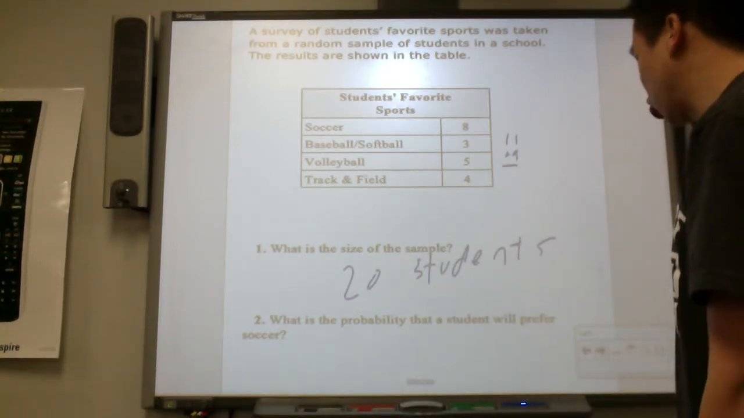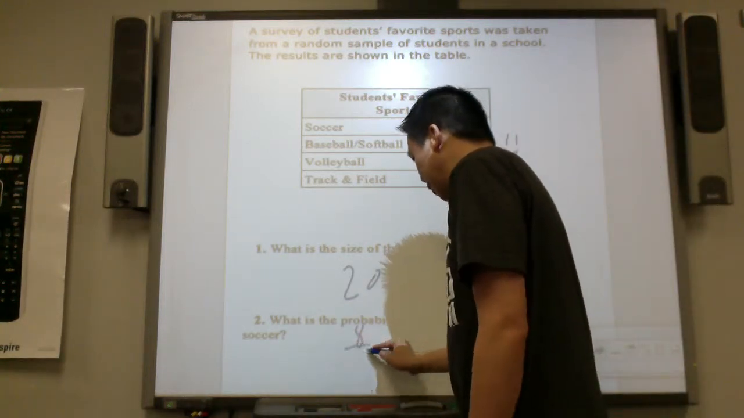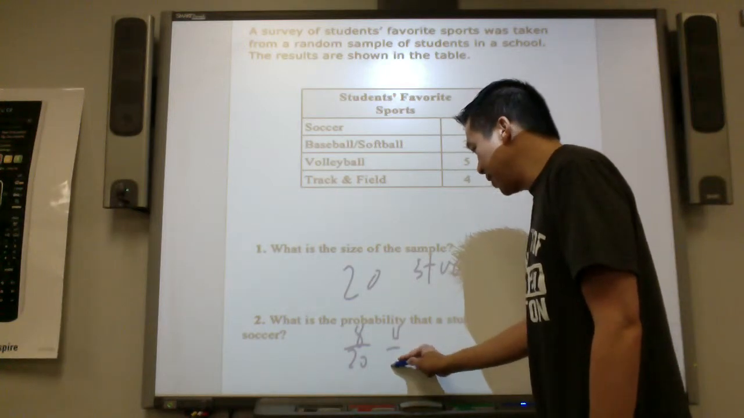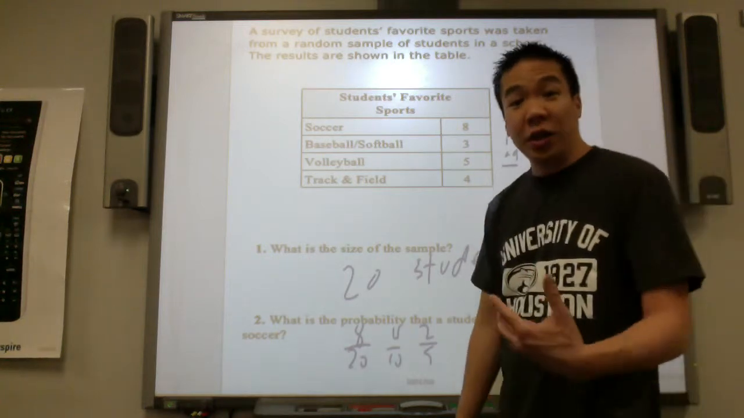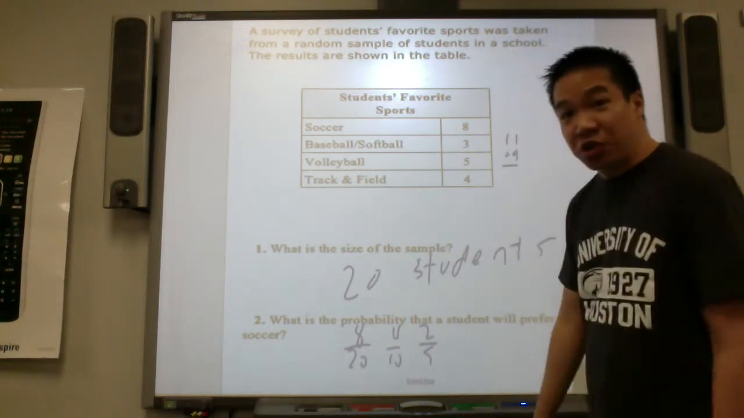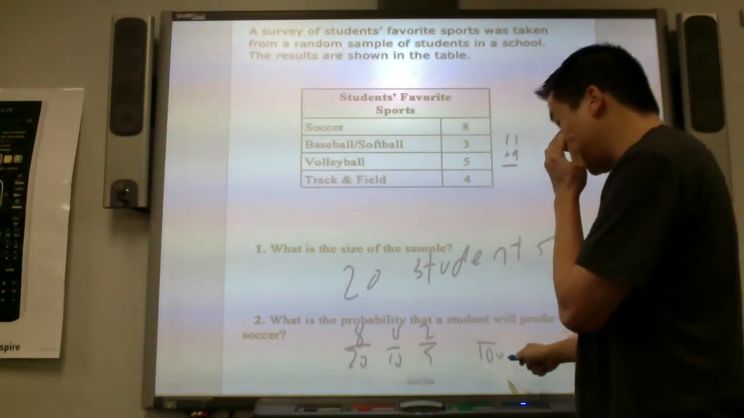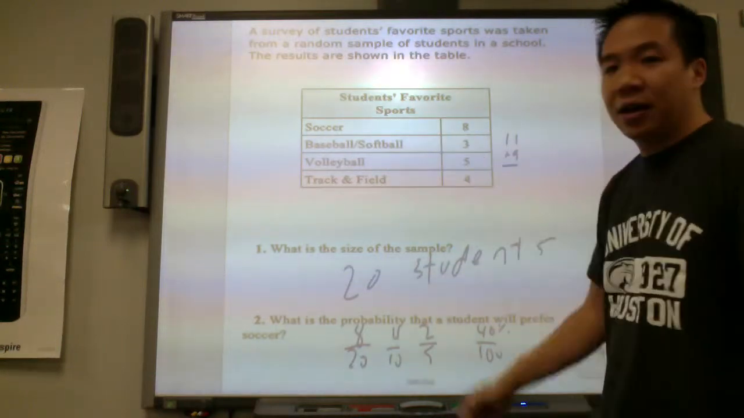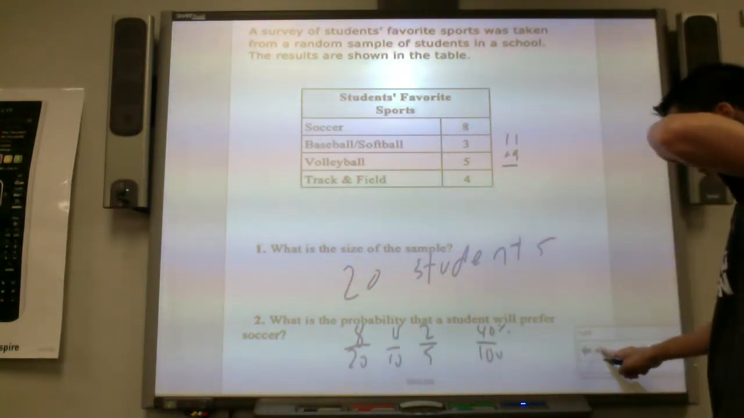What is the probability that a student will prefer soccer? 8 out of 20 like soccer, or 4/10, or 2/5. And if you want to find what percent like soccer, build it up. How do you build up 20 to 100? Times 5. So 40% of the survey like soccer, or 2/5.